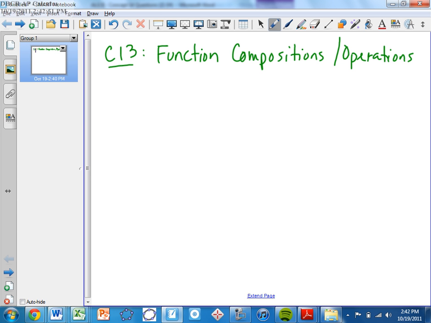Okay, today we're going to learn function compositions and operations. Yes, Leslie? This is 13 today. 13. We did 12 yesterday. Oh my god, we did that. Oh, true. We started with 10. How many concepts are in this unit? In this unit, we have 13, 14, and 15 left. After concept 15 is your second test.